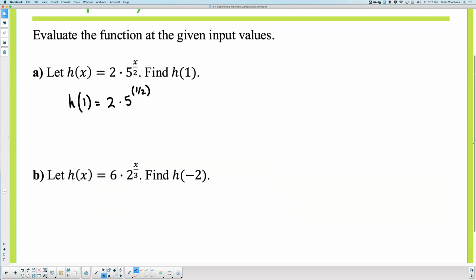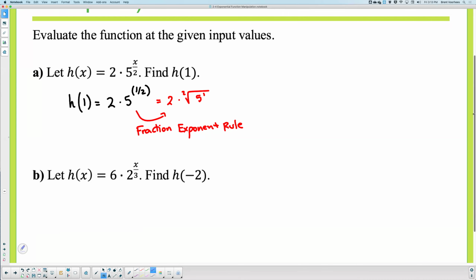Now, if you remember, this is going to be the fraction exponent rule. So let me go ahead and write that out. Fraction exponent rule. Which means you could rewrite this as 2 times, and you change it to a radical or a root. The 2 goes here. The 1 goes either inside or out. Doesn't matter. I'll put it inside.